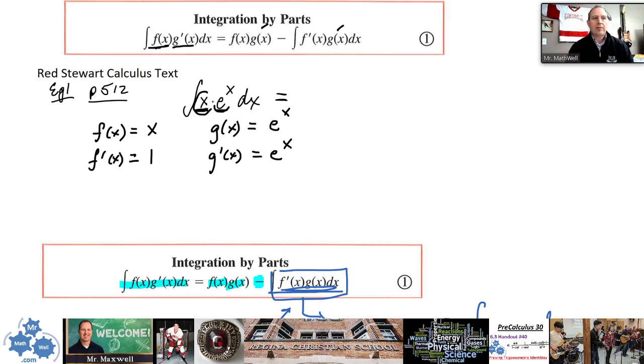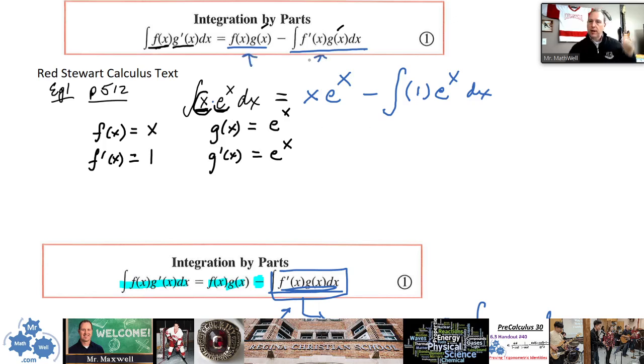So now what happens? Well, now I just go ahead and use this formula and express this integral in a different way. And I use all these things that I found down here. So f of x, of course, is x. g of x, you look down here, well, that's e to the power of x. Minus, okay, well, the integral of f prime, which is 1. Ooh, that's nice. Times g of x, which is just e to the x. Okay, so that's the first step in putting all our values into the formula.